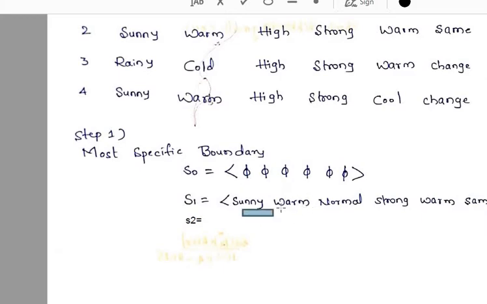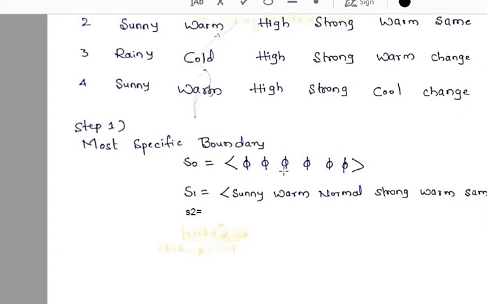So we will replace this with question mark. Sunny, warm remain the same. Next, here it is question mark, then strong with strong is the same, warm with warm is the same, and same with same. So the only change is here, it becomes sunny, warm, question mark, strong, warm, same, because the change happens here: in the previous step the value was normal, and in the present step the value of this attribute is high. So we can replace that kind of opposite word by question mark. This question mark can take any value. So this is our step 2.